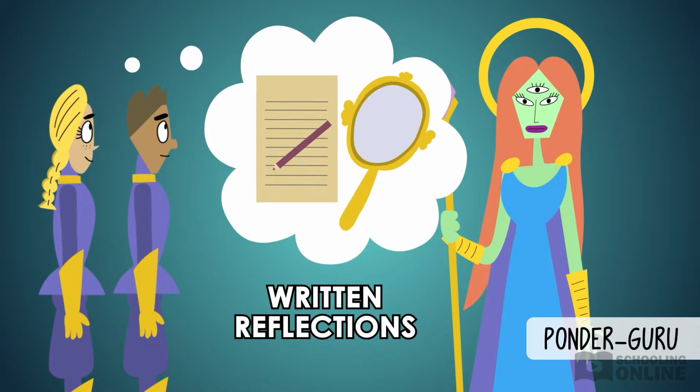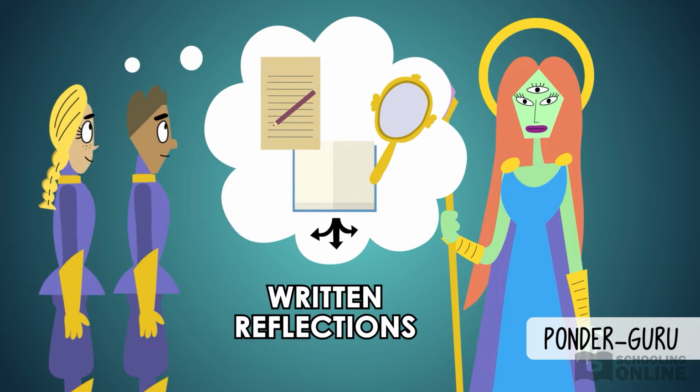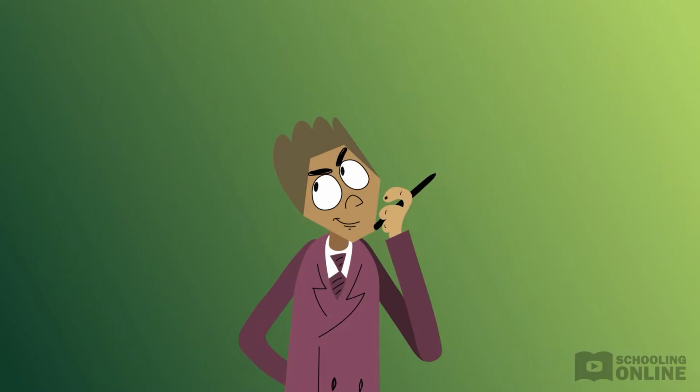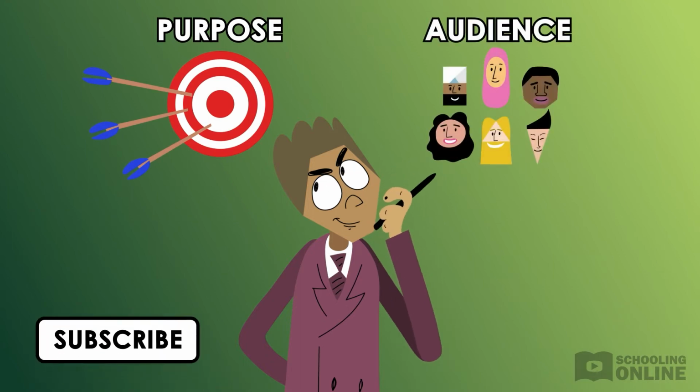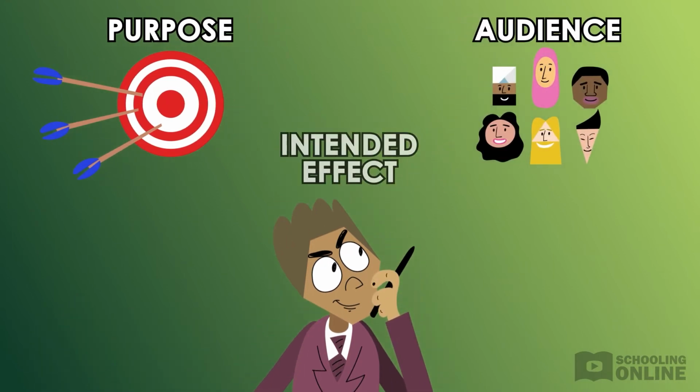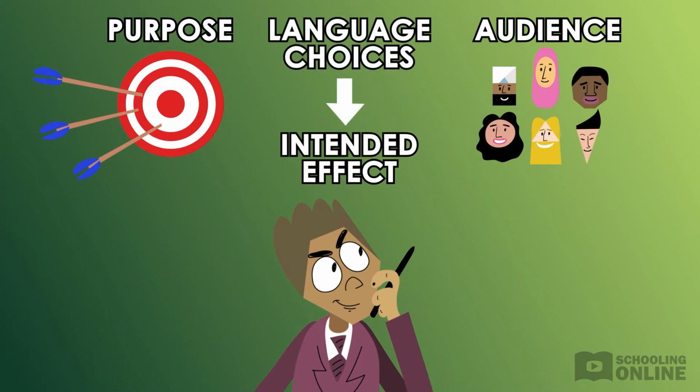In a reflection, you explain and justify the creative choices you made in another piece of writing you composed. In other words, you need to identify the purpose and audience of the piece you wrote. That way, you can explain the intended effect of the language choices you made.